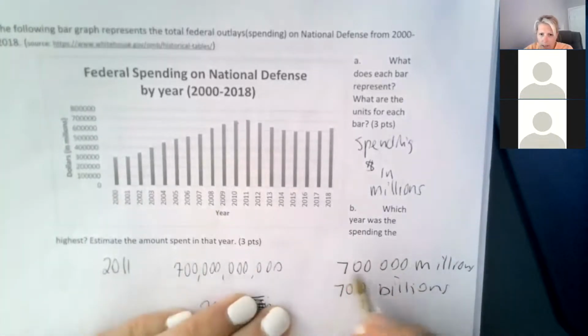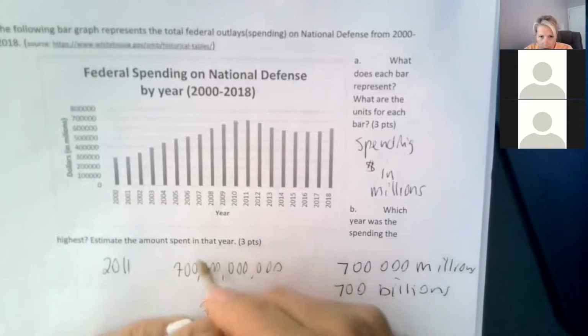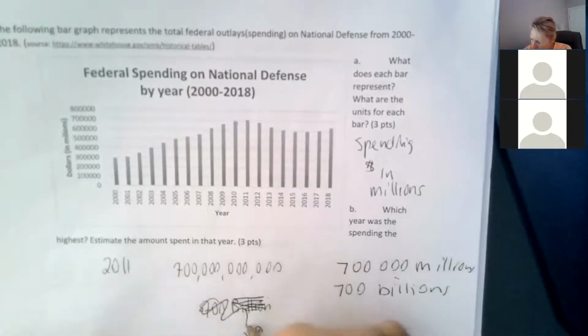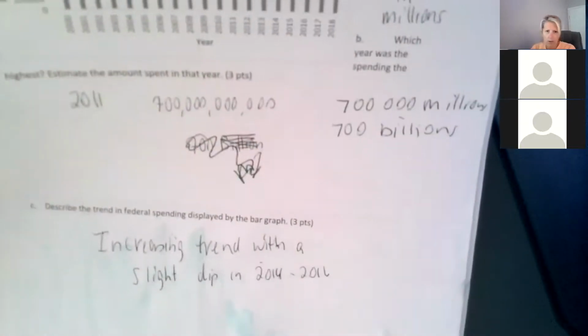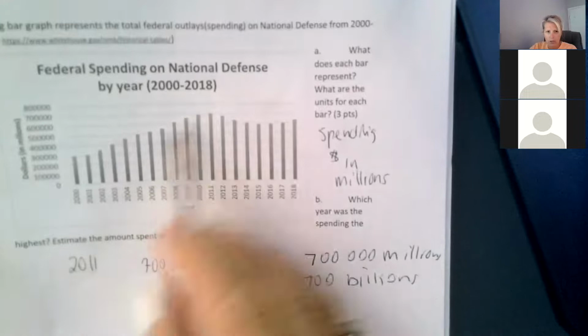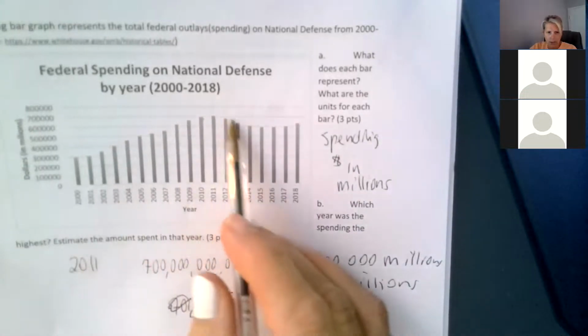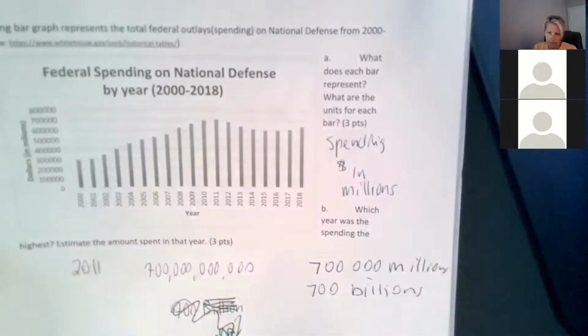So either of these, or you could write it out, any of those. And then it says describe the trend. And so you're just going to let me know how you visualize what was going up as far as it was increasing, then kind of dipping, but then going back up again.